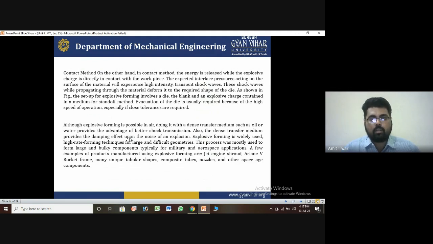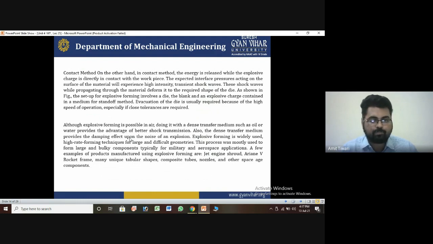But doing it with a dense transfer medium such as oil or water has the advantage of better shock transmission. Also, the dense transmission medium provides a damping effect upon the noise of the explosion. Explosive forming is a widely used high-rate forming technique for large and difficult geometry. This process was mostly used to form large and bulky components, typically for military or aerospace applications.